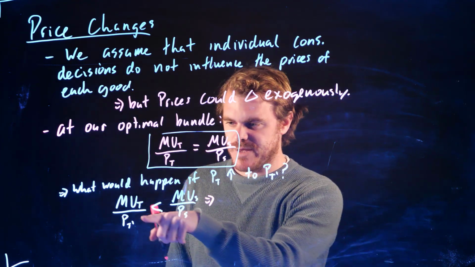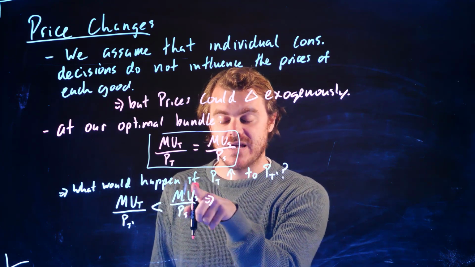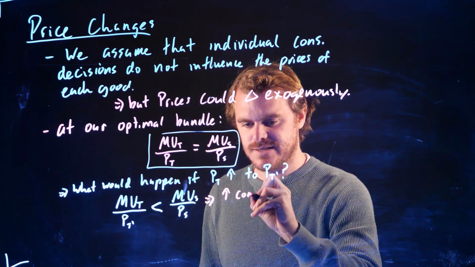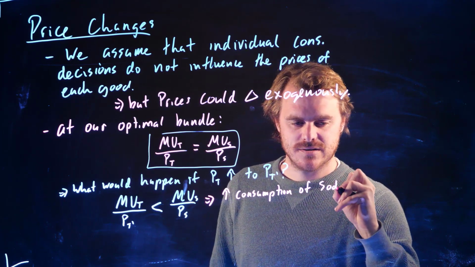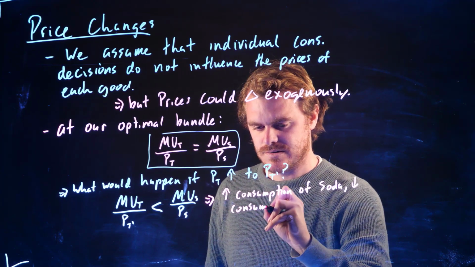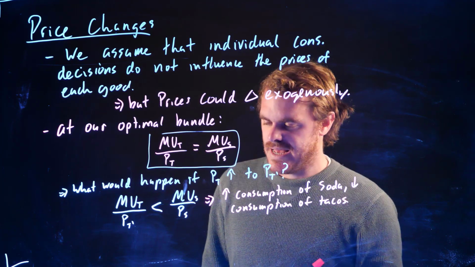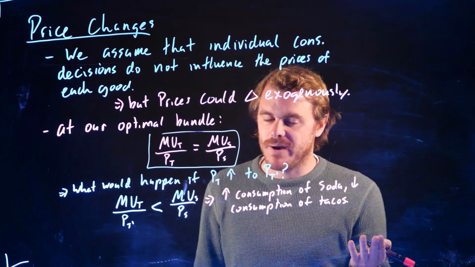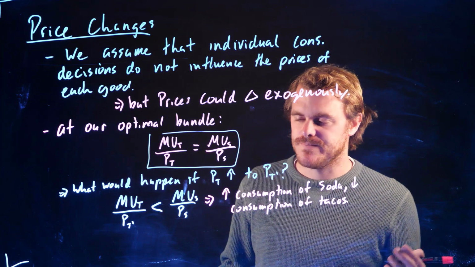Well, we should be purchasing less tacos and more soda, right? Increase consumption of soda and decrease consumption of tacos. And so as we shift our consumption away, we're spending our whole budget, so we can't just have more of one. We have to give up something to get more soda.